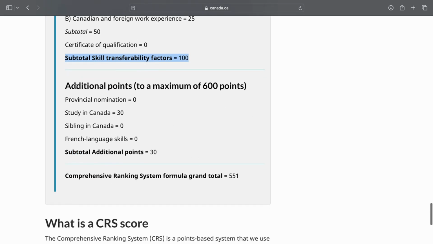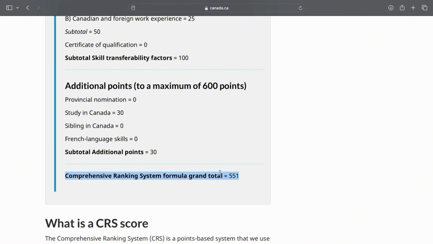And then we have additional points, which includes Canadian education. We selected master's here, and it gives them 30 points. For provincial nomination, we said no, so that's 0 points. They have no siblings, and French, they also do not have the French language. And so they get a total of 30 points under here. And when you add everything together, it comes to 551. That gives this candidate a CRS score of 551.